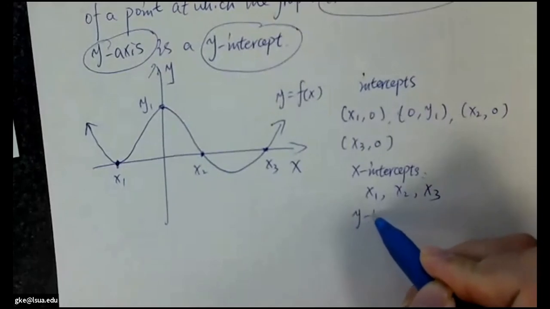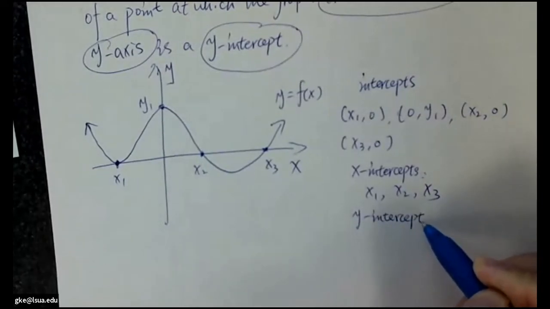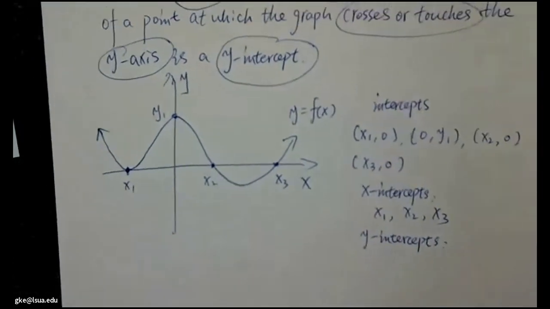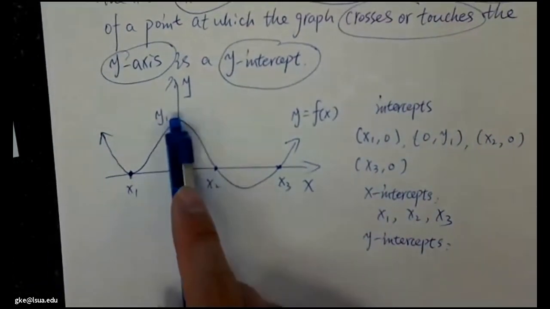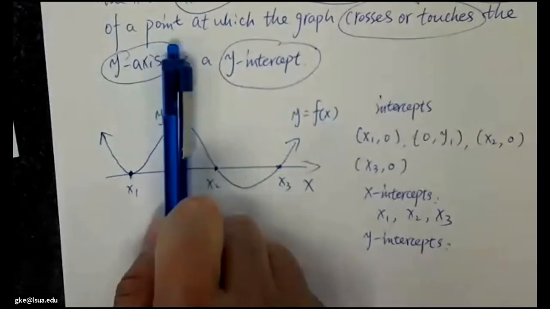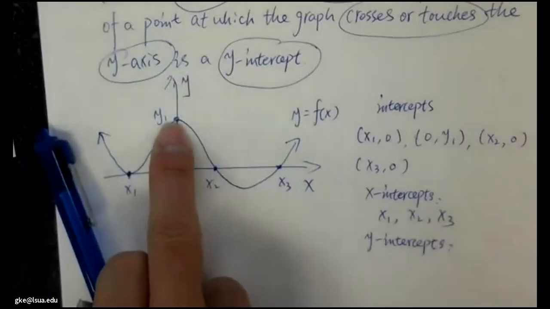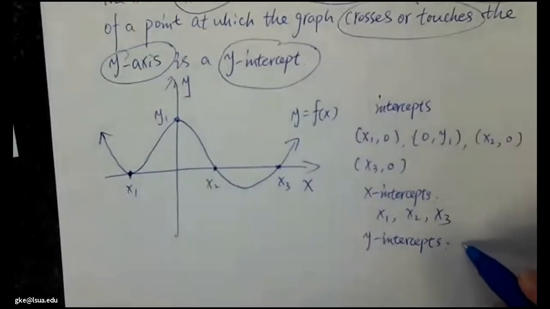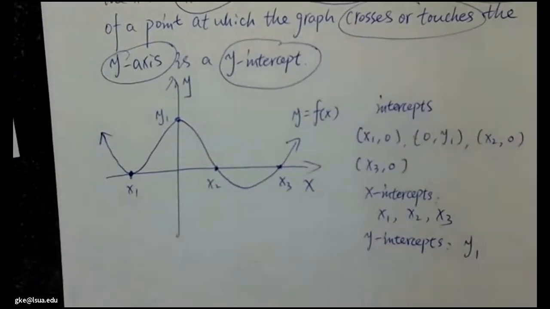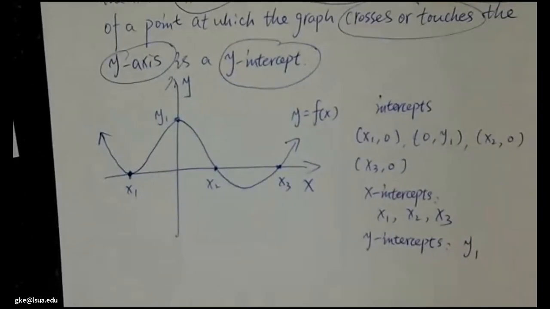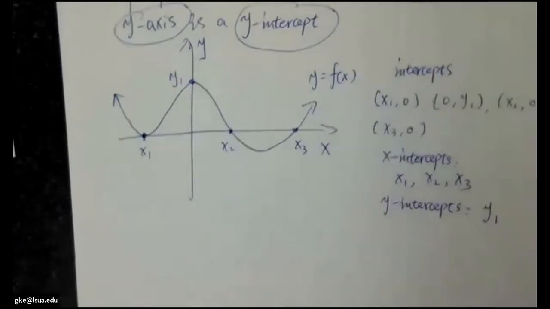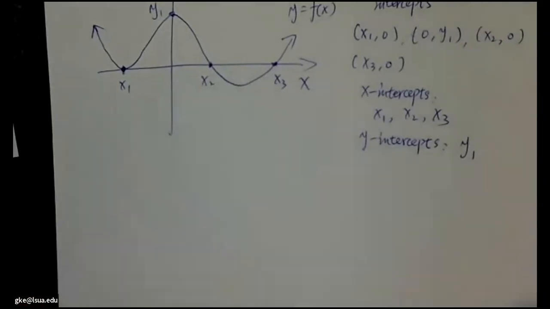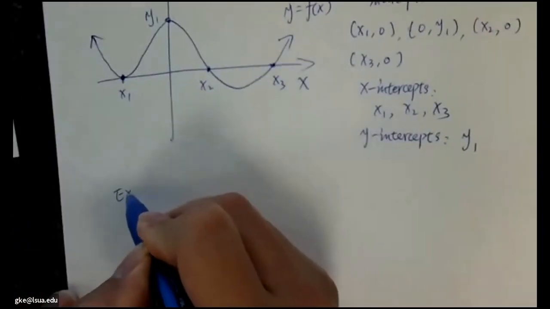Now, how about the y-intercept? The y-intercept means the graph touches or crosses over the y-axis. There's only 1 point here, right? And the y-intercept is about the y coordinate. That is y1. It's a value. The other one, (0, y1), is a point. So be careful whether it's a point or a value, okay? Now let's take a look at one example, let you guys try it, make sure you guys can get it.